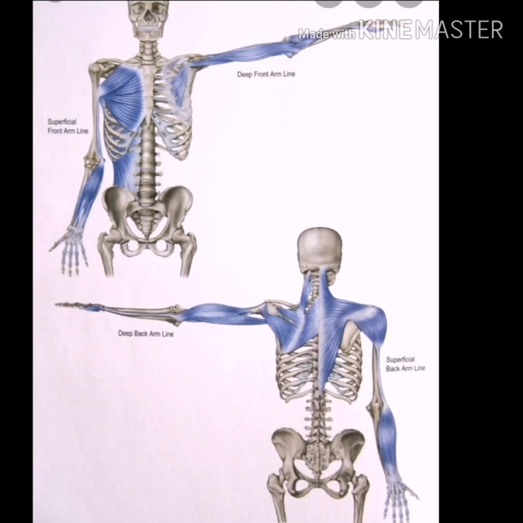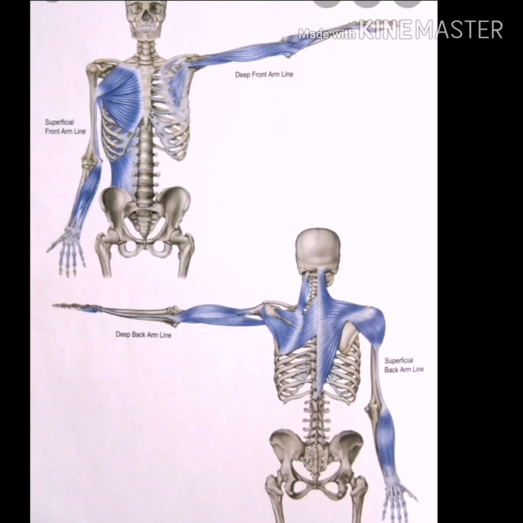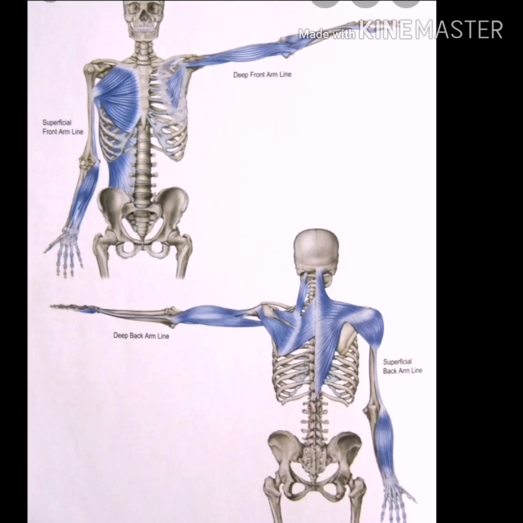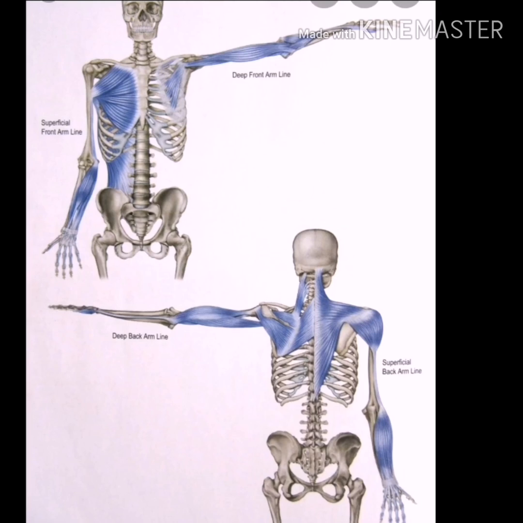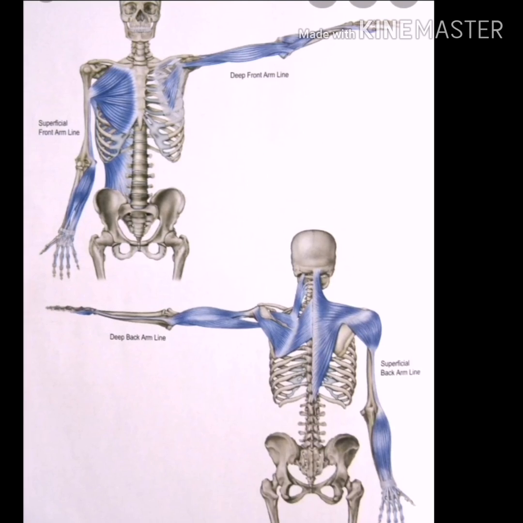The deep back arm line runs from the outside of the little finger up the forearm to the elbow, up the posterior upper arm, across the posterior shoulder, and attaches on the spine of the lower cervical and upper thoracic vertebral area. The superficial back arm line runs from the tips of the fingers on the back of the hand, up the elbow and posterior upper arm, across the top of the shoulder, and attaches to the base of the skull, lower cervical, and mid thoracic area.